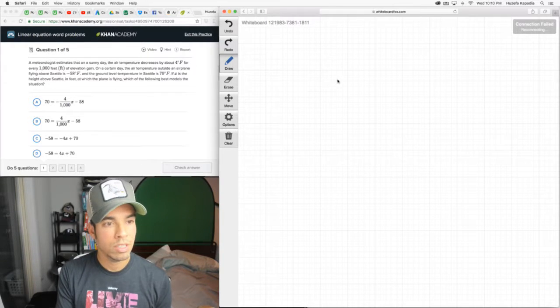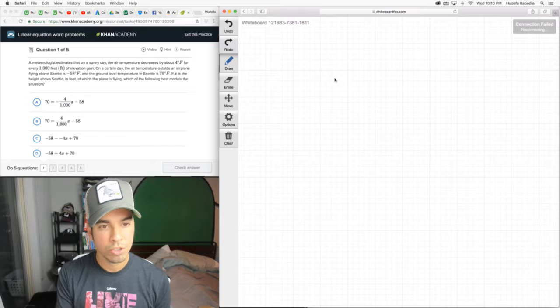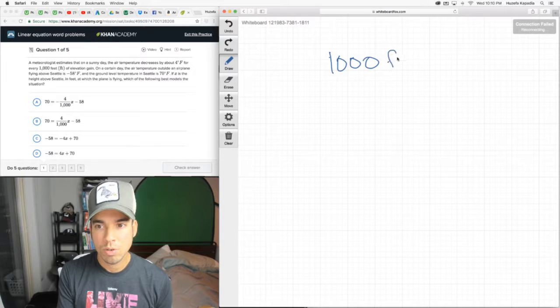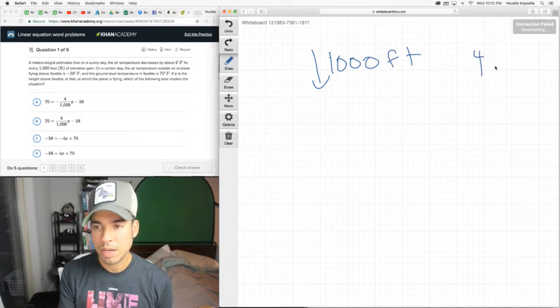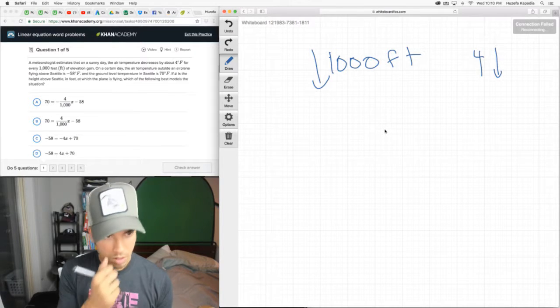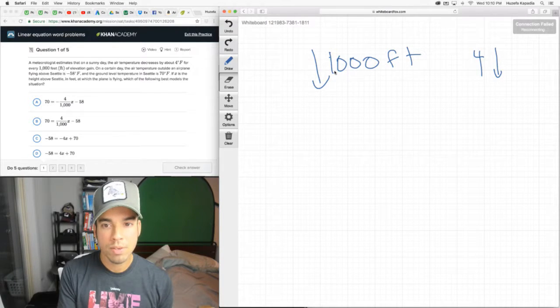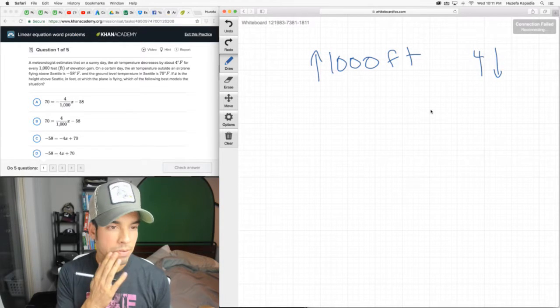It says a meteorologist estimates that on a sunny day, the air temperature decreases by about 4 degrees for every 1,000 feet. So every 1,000 feet, we're going down. The air temperature drops by 4 every 1,000 feet we go up. Every elevation gain of 1,000, we're going down by 4.